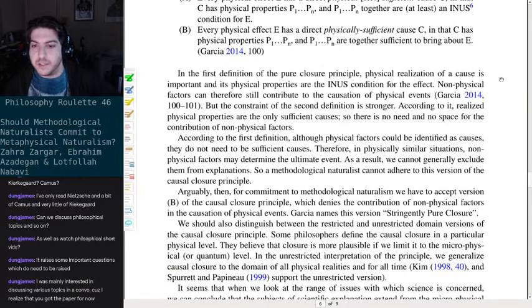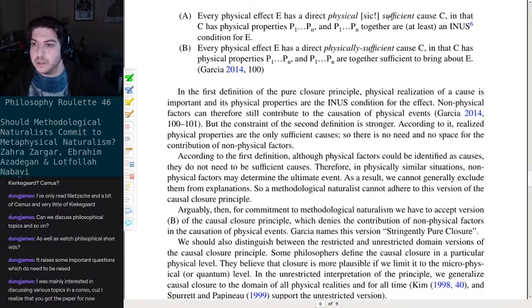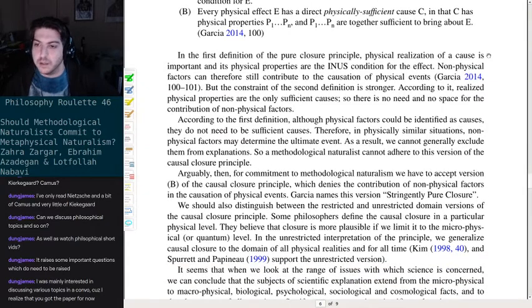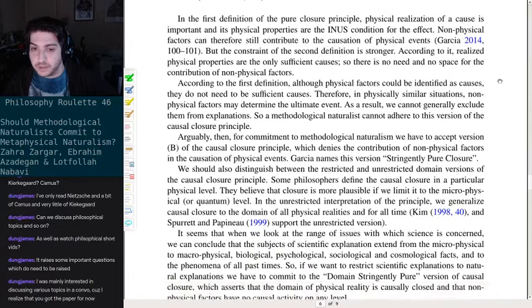Non-physical factors can therefore still contribute to the causation of the physical. Yeah, so it's the sufficient, but I guess there are direct physical sufficient. At least there's this, at least in the first one, and so at least the physical ones do it. But the constraint of the second definition is stronger. According to it, realized physical properties are the only sufficient causes, so there is no need and no space for the contribution of non-physical factors.